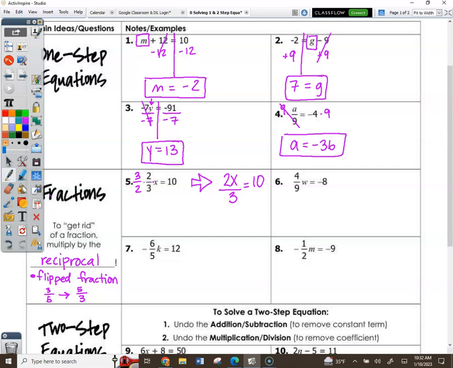3/2 times 2/3 is what? Multiply straight across. 3 times 2 is 6. 2 times 3 is 6. What's 6 divided by 6? That's a big old fat fancy 1. You see it now? Which means it disappears.